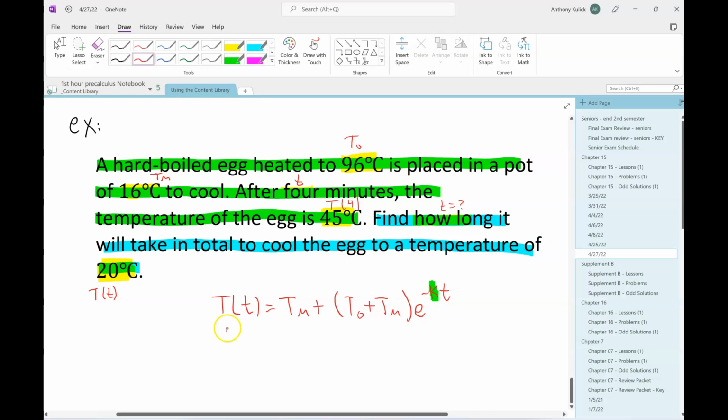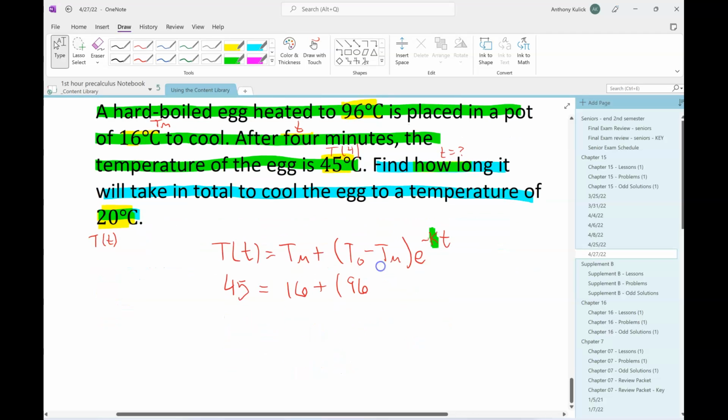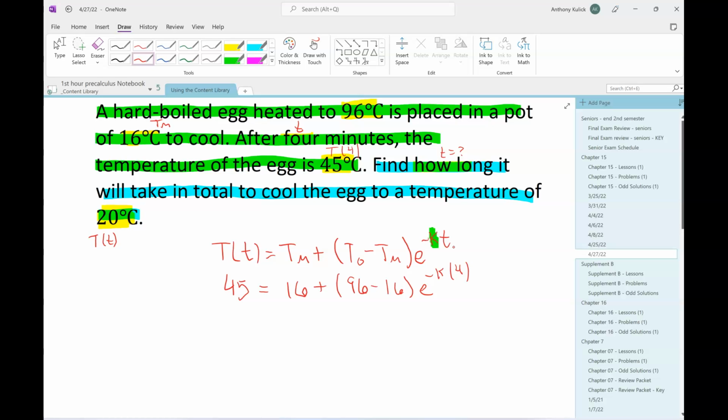So it says here my T of 4 is 45. The Tm is 16. Oh, yeah, that's a minus sign, Mr. Kulik. Did I write a minus sign up here? Oh, good. And then my little t was 4. We feel okay with how I plugged everything in there? Again, we're solving for k.